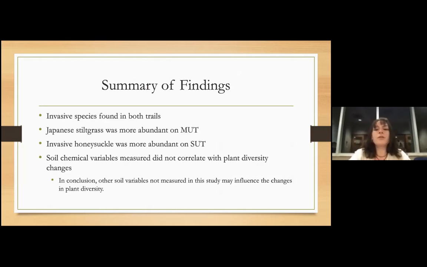So to conclude the findings, invasive species were found in both trails, and the Japanese stiltgrass was more abundant on the multiple use trail. Invasive honeysuckle was more abundant on the single use trail. And the soil chemical variables that we measured didn't correlate with the plant diversity changes. So there's a possibility that other soil variables that we didn't measure in this study could influence those changes that we saw in the plant diversity.